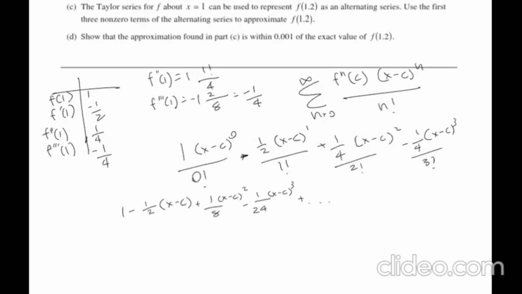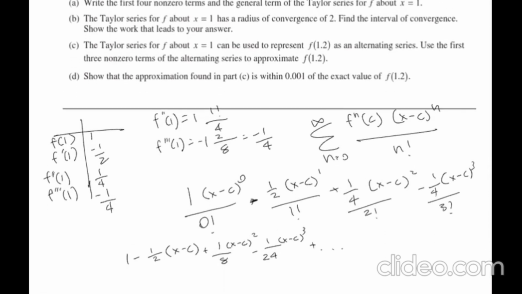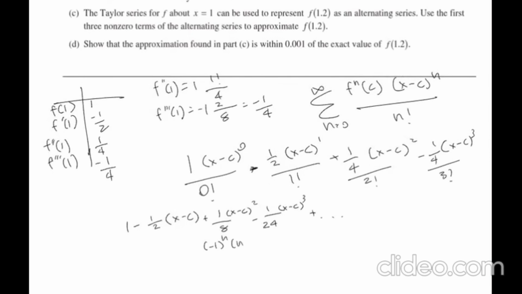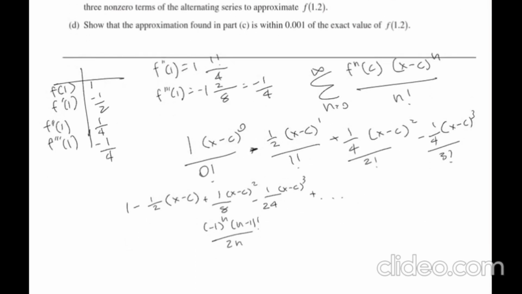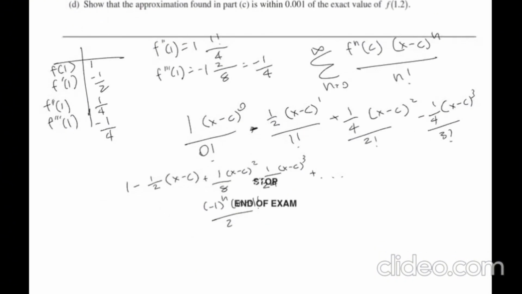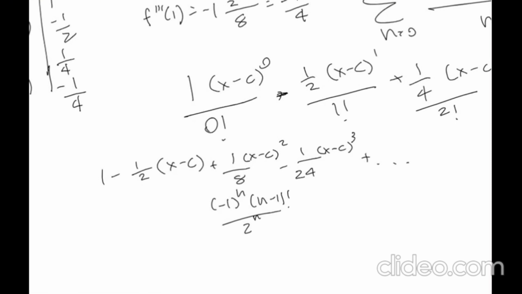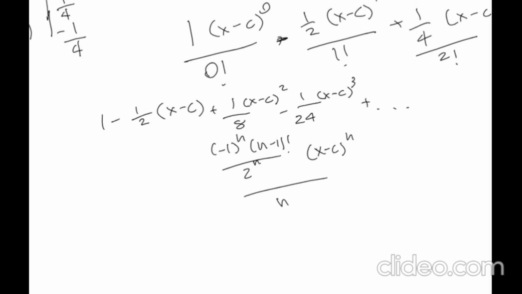For the general term, I'm going to simplify down here because you can simplify this one. So we know the equation is negative 1 to the n times n minus 1 factorial over 2 to the n, or 2 to the n, my bad. Oops, I just messed everything up. Okay, and then all of that times x minus c to the n over n factorial.